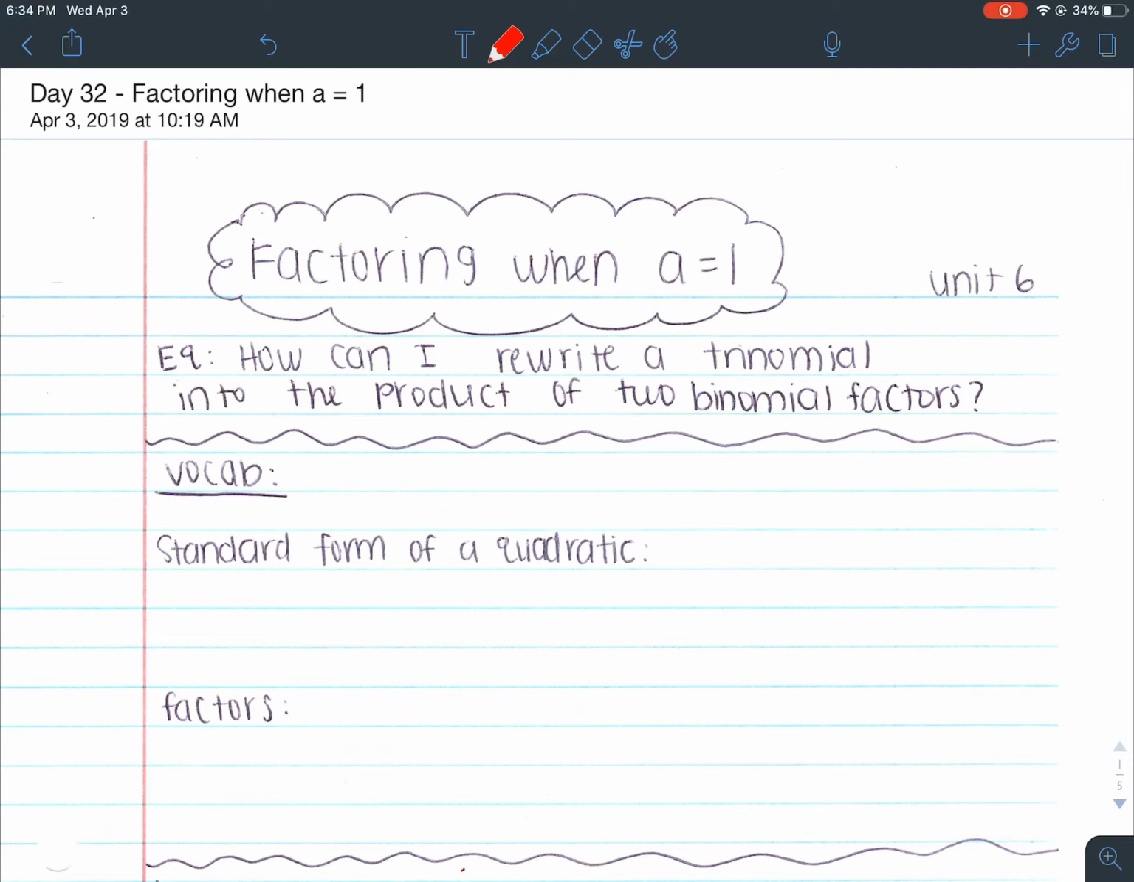Hey guys, these notes are for factoring when a is 1. Our essential question is how can I rewrite a trinomial into the product of two binomial factors?